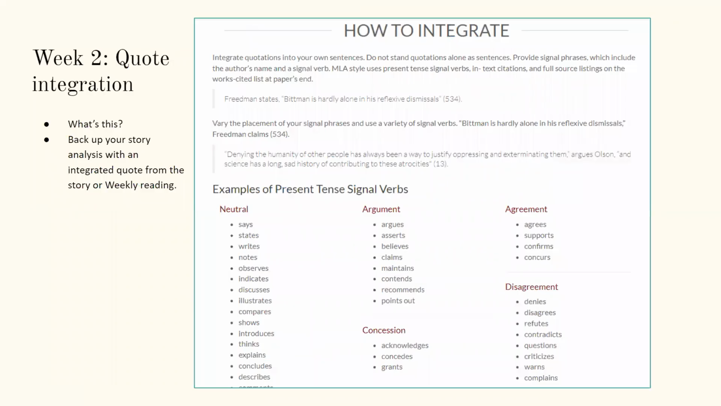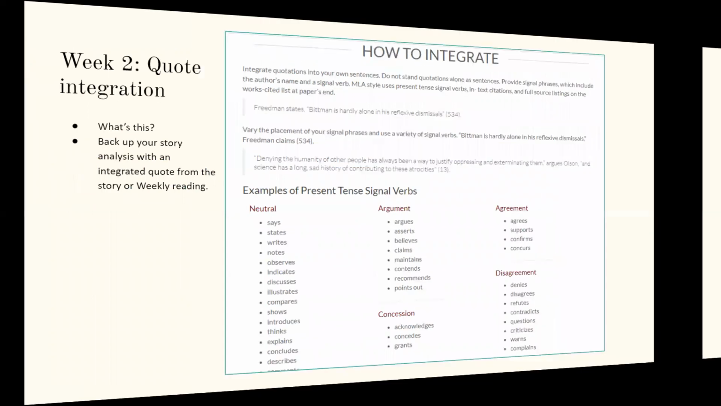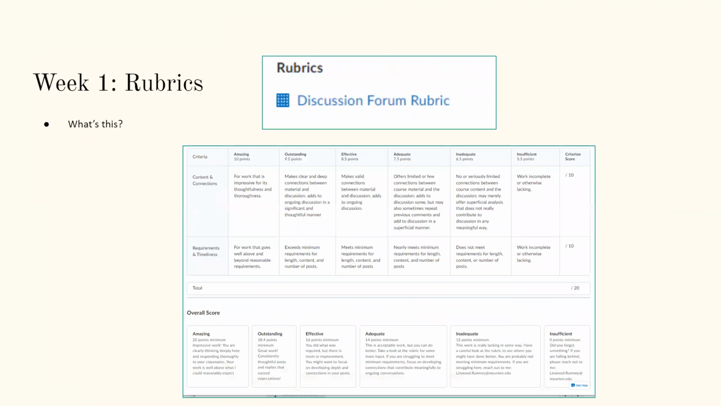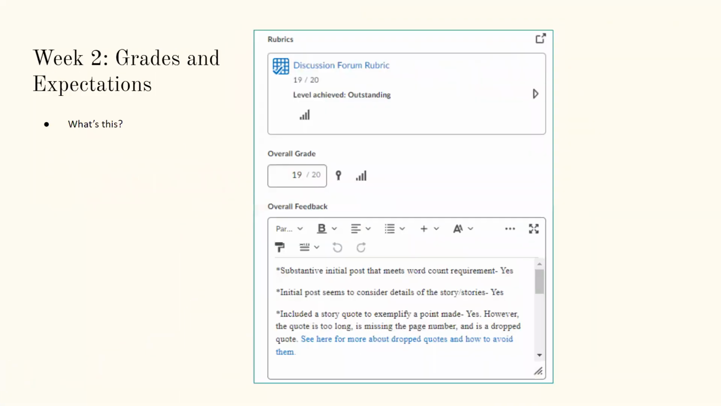In the second discussion, practice integrating a quote. To learn more about quote integration, visit the link in the discussion, which features examples, and the optional worksheet, as we discussed, also reviews this skill set. Each discussion has a rubric that you can always access, and whenever I grade discussions, I include a list of what I reviewed in the lectures and in the modules, and if you met these expectations or not.